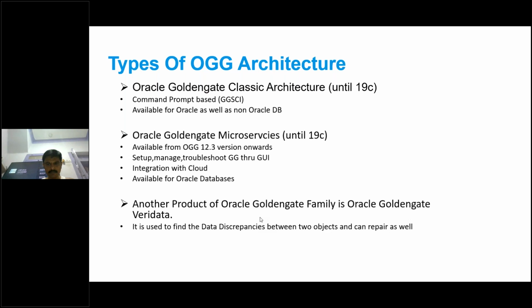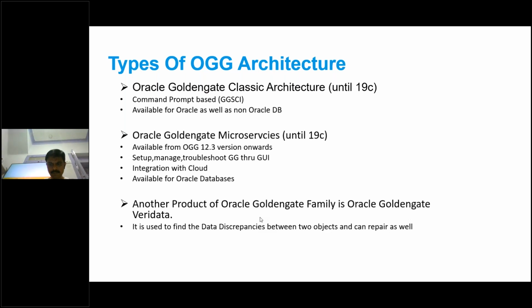When you go out into the market related to Goldengate, you will get questions in interviews related to these three: classic, microservices, Veridata. Similarly, in any job support or job environment you come across, any question in Goldengate will come from classic, microservices, or Veridata. None of your queries will come from outside these three.